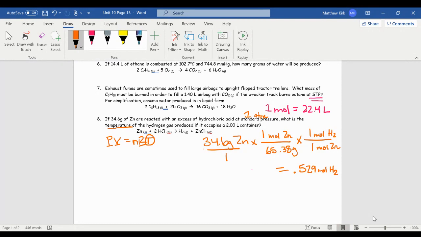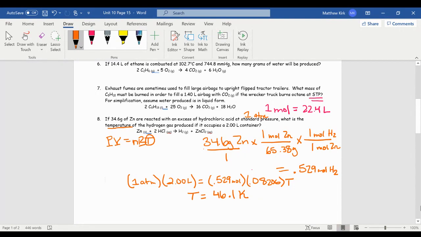Now I can plug my moles of H2 into PV equals nRT. Standard pressure is 1. Volume of the container is 2.00 liters. Moles is 0.529 moles. R I know is 0.08206, and I'm going to leave off the crazy units there. And then T is our temperature. So 1 times 2, divided by, inside of parentheses, 0.529 times 0.08206. Make sure that's inside of parentheses. And then our temperature would be, with 3 sig figs, 46.1, and our units should be Kelvin.